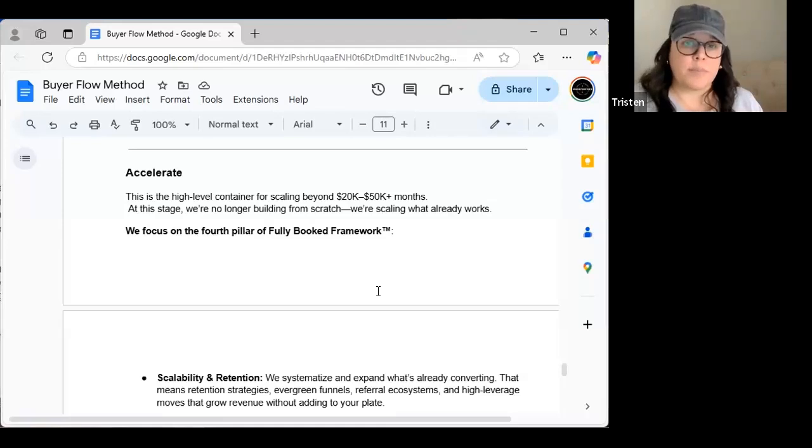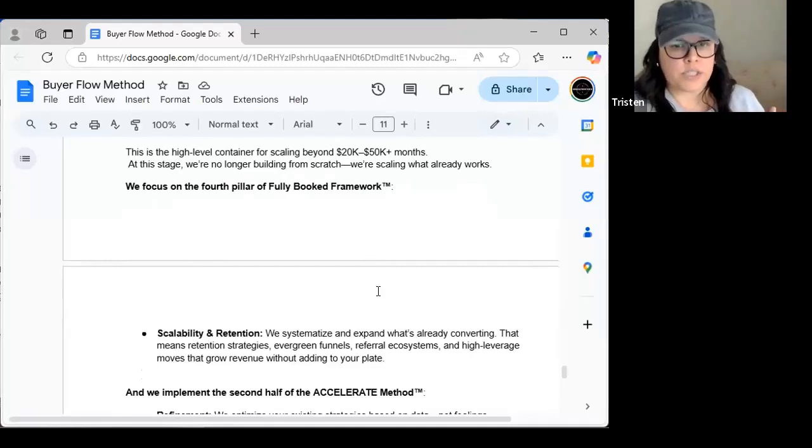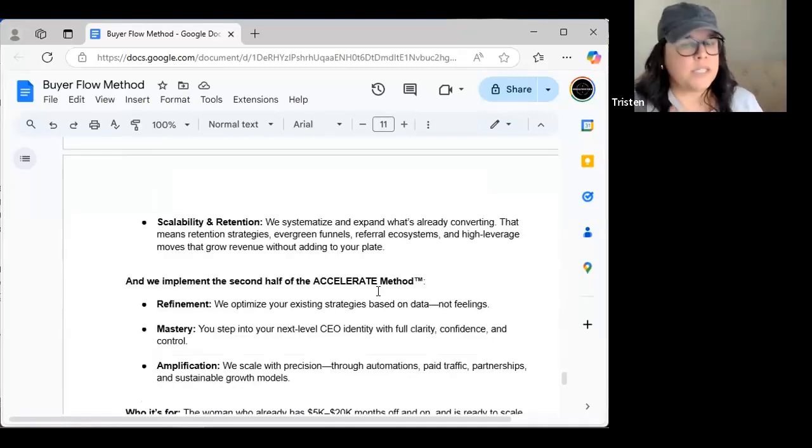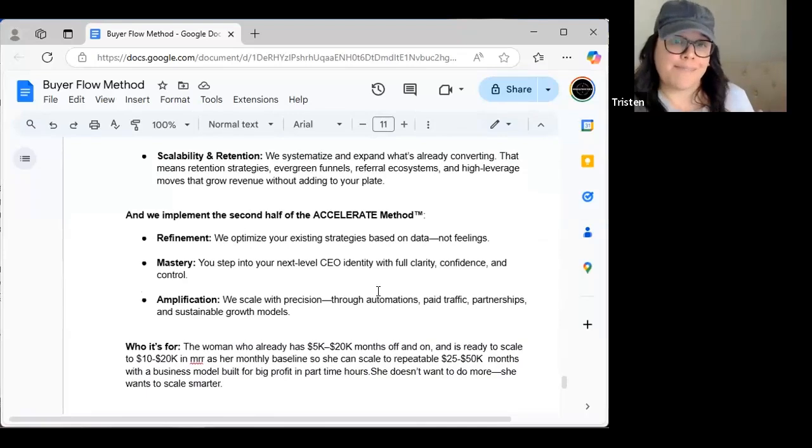We may need to refine it a bit, but we really focus on the foundation of the fully booked framework, but moving more quickly so that we get into the 4th pillar, scalability and retention. So really systemizing and expanding what's converting, refining it, optimizing it. That means retention strategies, funnels, ecosystems, high leverage moves that grow revenue without adding to your plate. And we implement the second half of the Accelerate method. So a lot of refinement, mastery, amplification.